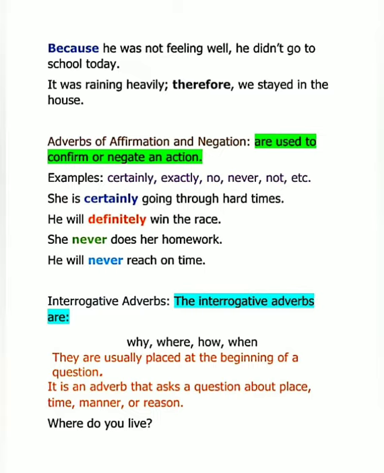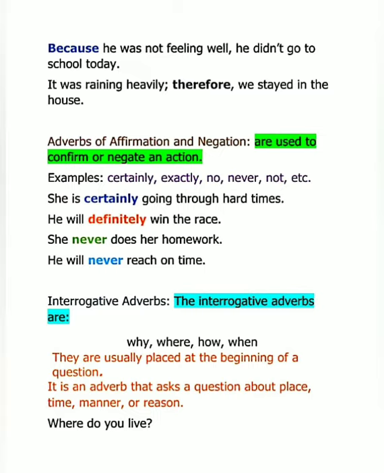Come to the next one, adverbs of affirmation and negation. These are used to confirm or negate an action. For example, surely, definitely, probably, hopefully, never, not. Now never, not, these are the negative words. These are adverbs of negation.